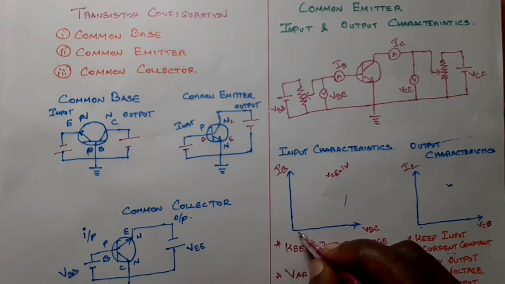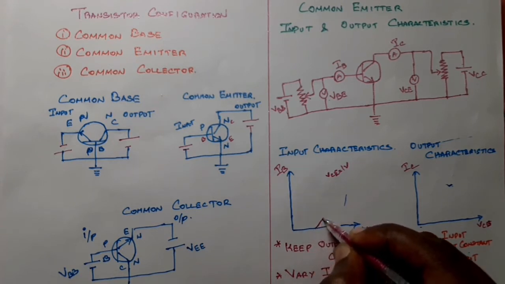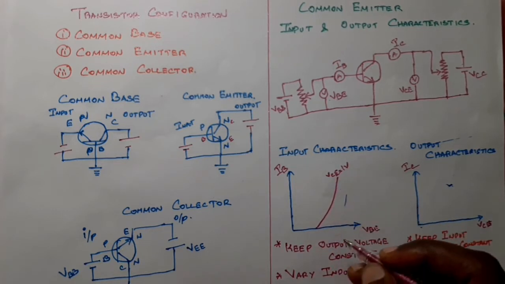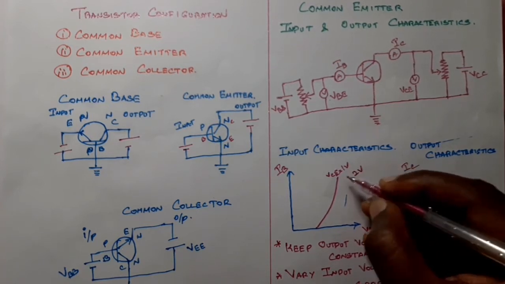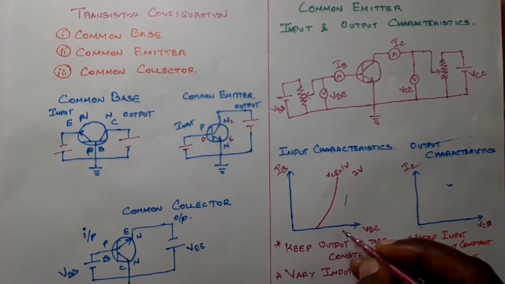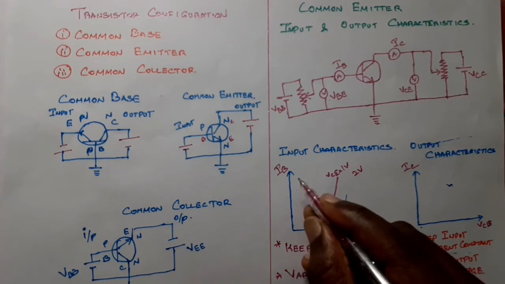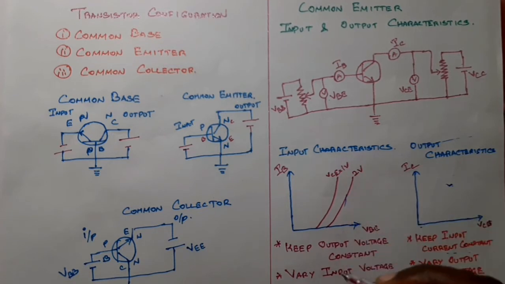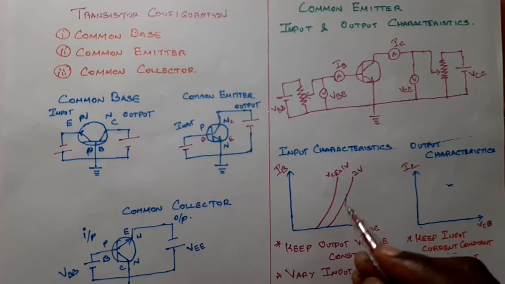If I increase the input voltage, nothing comes at first. After a particular level, the input current starts to increase. So this is the input characteristic. One more value we will get: I keep VCE constant and increase it to 2 volts. Now I do the same experiment again, varying the input voltage and checking the input current. Again the current increases more than the previous one. So this is the input characteristics of the common emitter configuration.